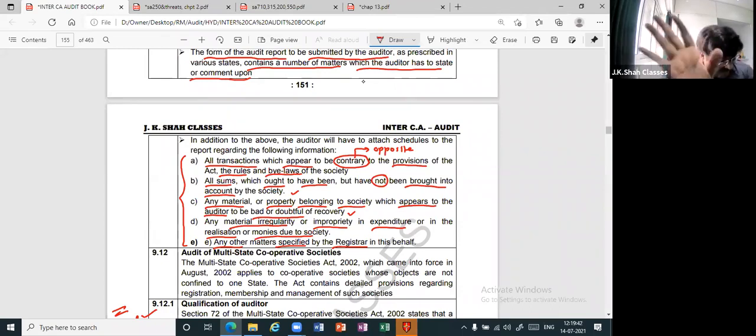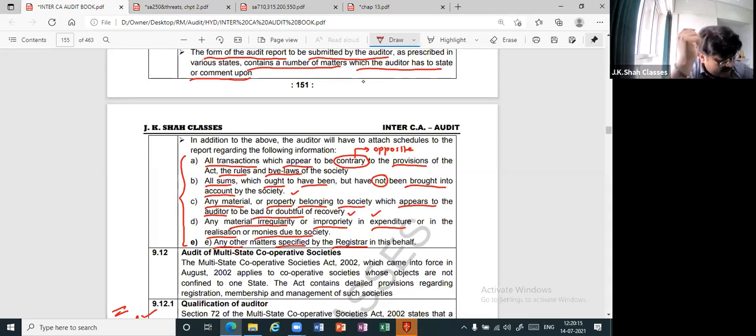Next, any material irregularity or impropriety in expenditure and the realization of the monies due to the society. Now, what do you mean by irregularity or impropriety? You remember propriety audit? We had done this chapter. Expenditure should not be incurred more than the occasion demands. Prudence, conservatism. But say here, conservatism is not followed. 10,000 is the expenditure which was required, they have done 40,000. Use common sense. Is it propriety? No. Is it impropriety? Yes. Is it regular? No. Is it irregular? Yes. Will the auditor report? Yes. Now do you understand?